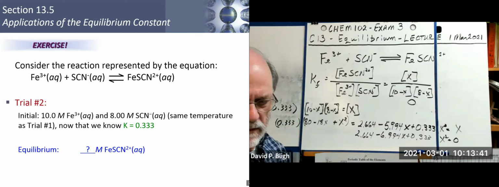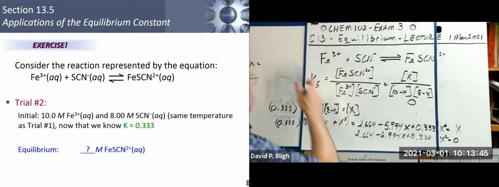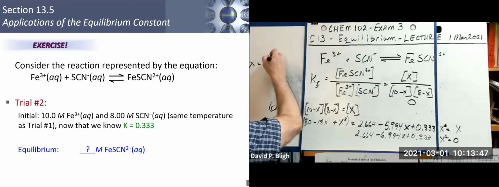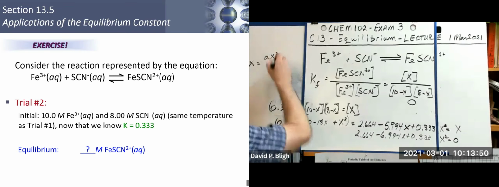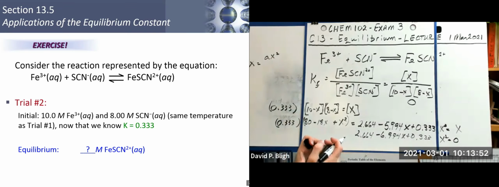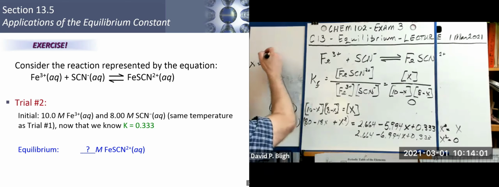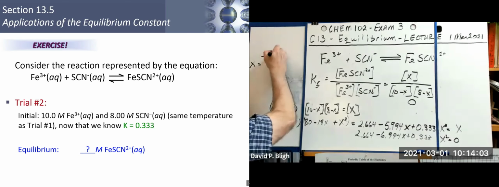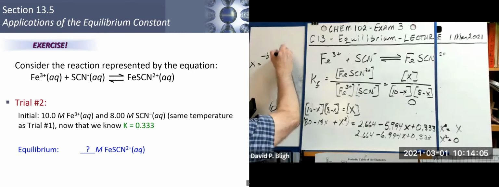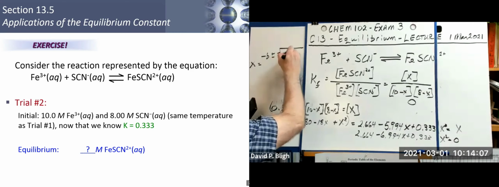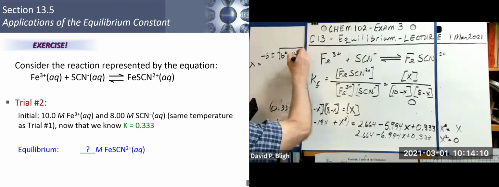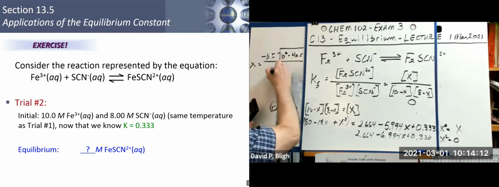see, I can't even remember. Ax squared. Wait a minute. No. That's stupid. Minus b plus or minus the square root of b squared minus 4ac divided by 2a.